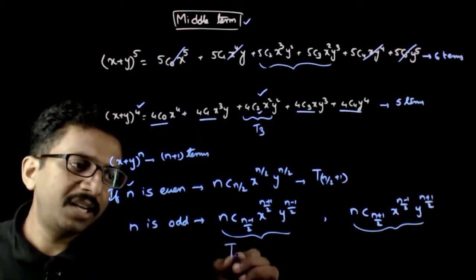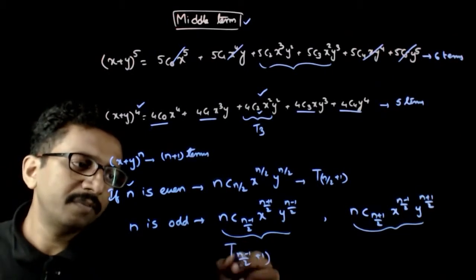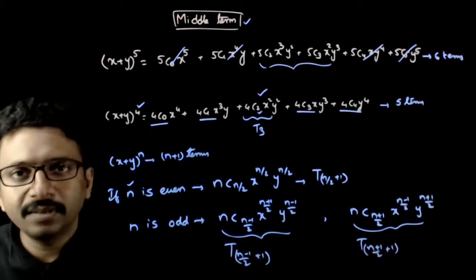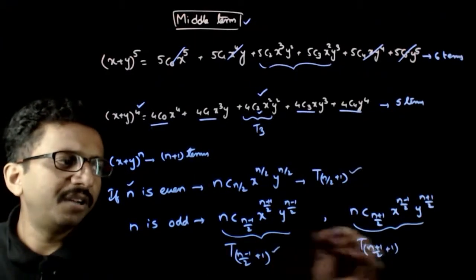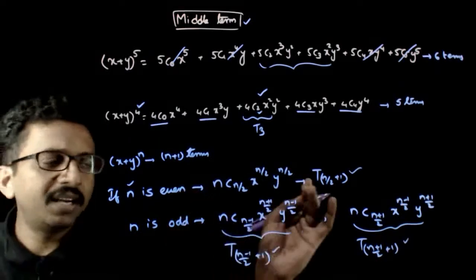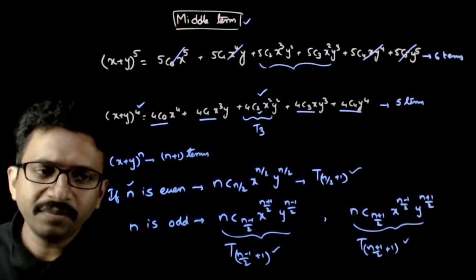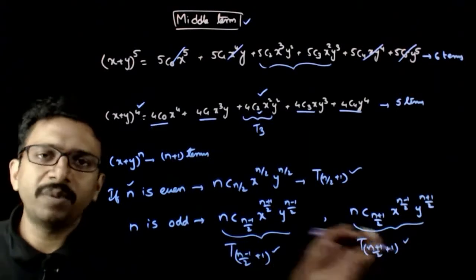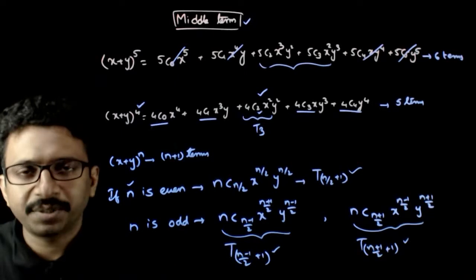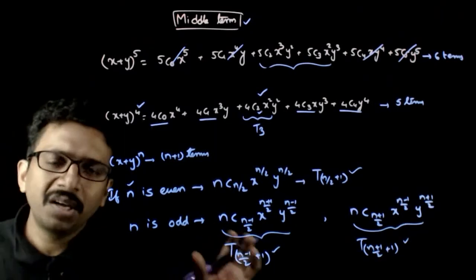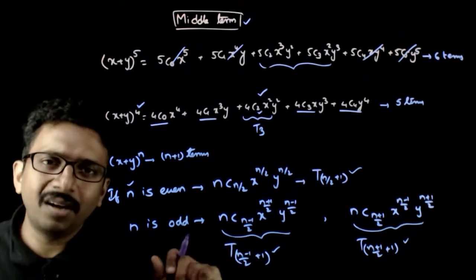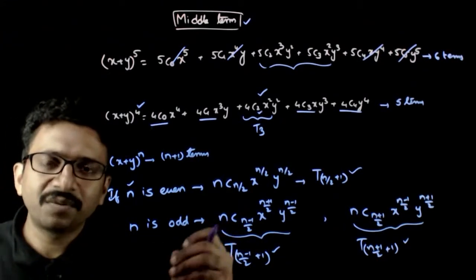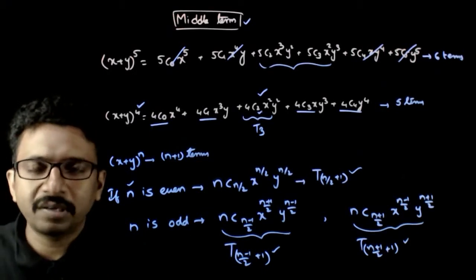This is nothing but T((n-1)/2 + 1) and T((n+1)/2 + 1). This is the final thing you need to remember. If n is even, directly the T(n/2 + 1)th term will be the middle term. If n is odd, the T((n-1)/2 + 1)th and T((n+1)/2 + 1)th terms are the middle terms. In this topic, not very difficult questions can be asked. Let us look at the types of questions that can be asked in this topic.